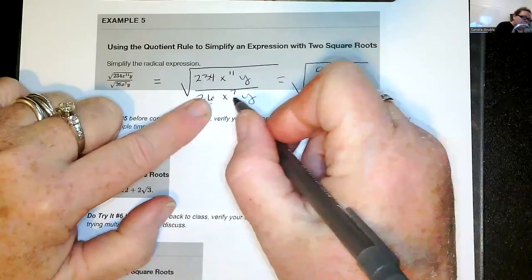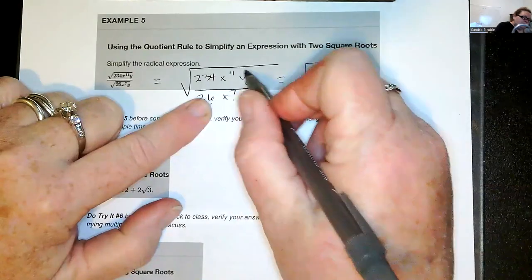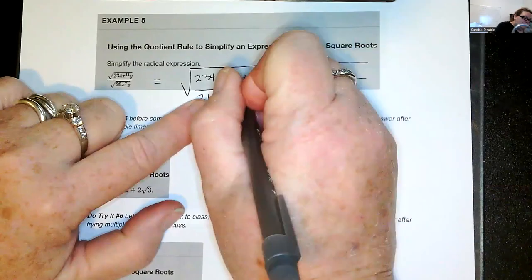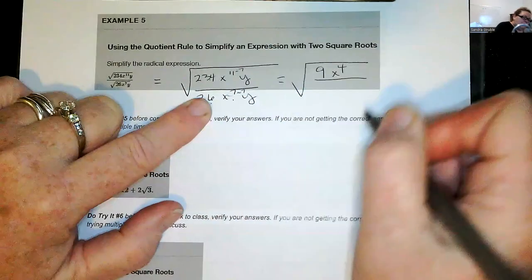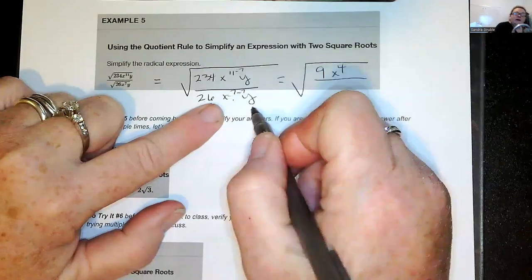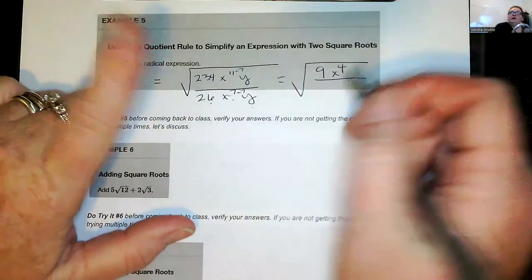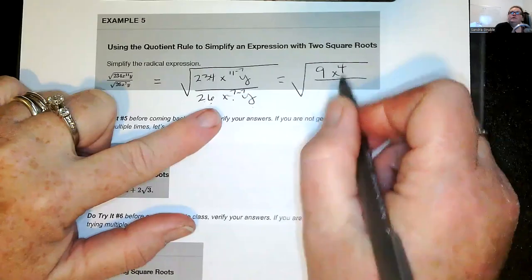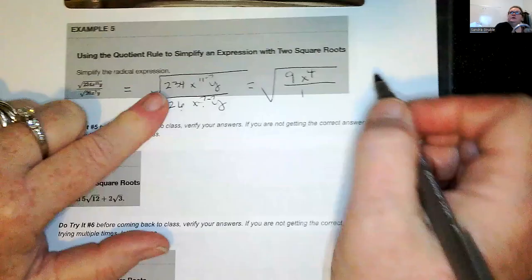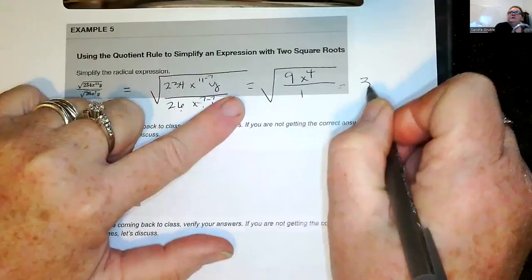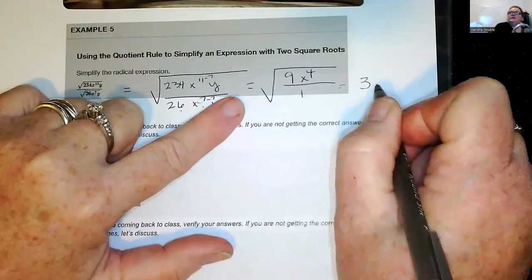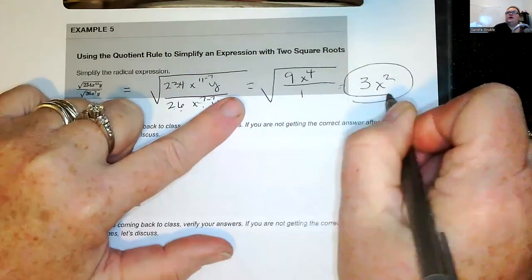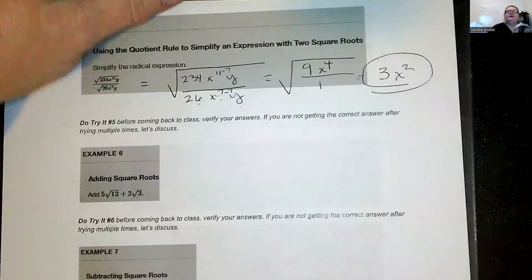x to the 11th divided by x to the 7th. We can just move the x to the 7th to the top and subtract 7 from both. So that's x to the 4th. And then the y's, y divided by y is just 1. So we're left with the square root of 9x to the 4th. There's just nothing in the denominator. Square root of 9 is 3. Square root of x to the 4th is x squared. And that's our final answer from that one. All right.